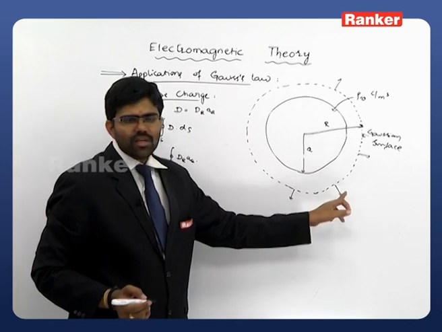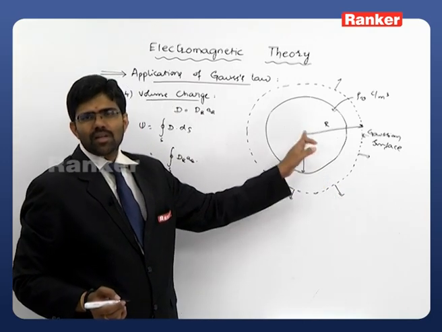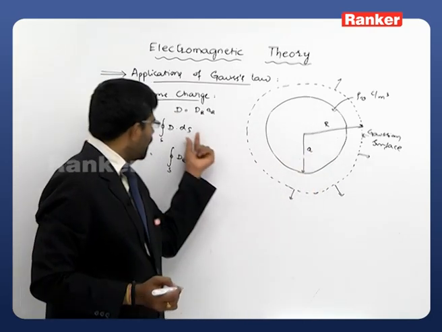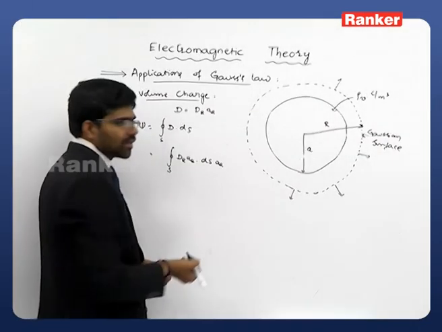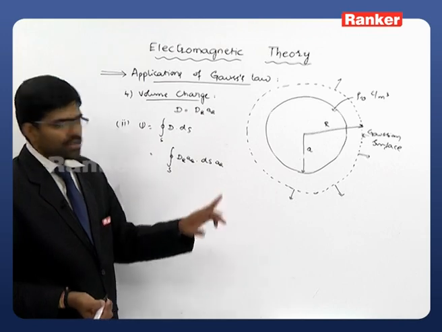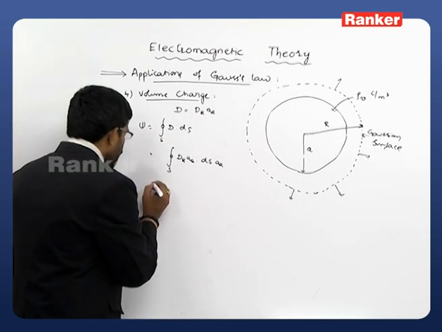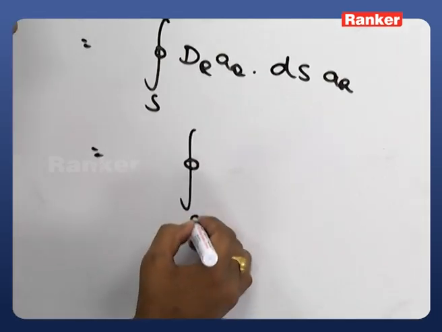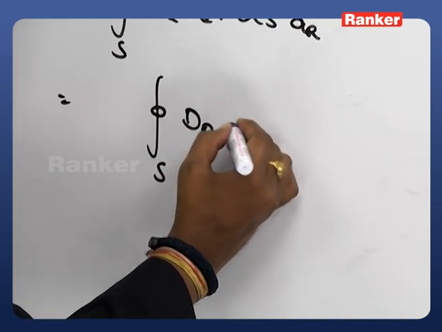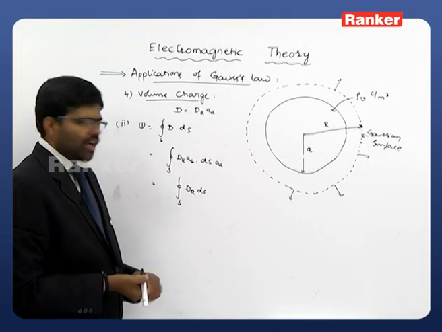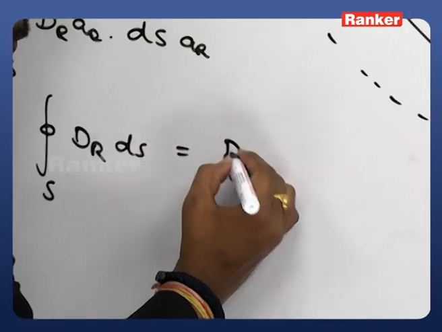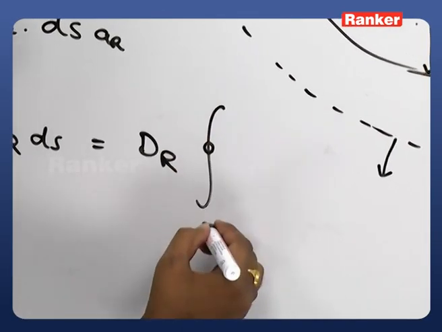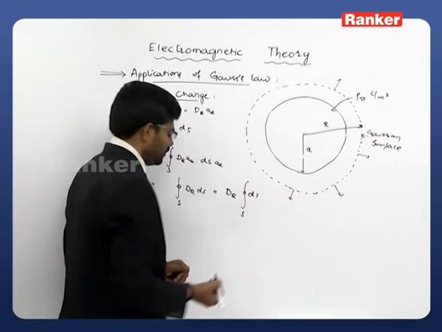and what is the direction of surface? The direction of surface is always in the direction of radius. So you can take this dS as dS a_r. Since it is in the direction of radius, I took this a_r as unit vector. So closed surface integral of D_r dS, as we discussed, this D_r is uniformly distributed, bring it out. So it is D_r closed surface integral of dS.